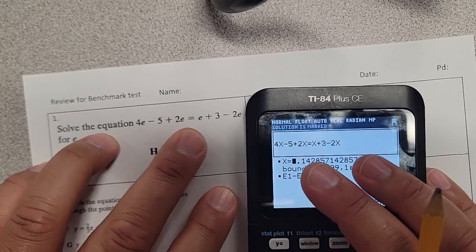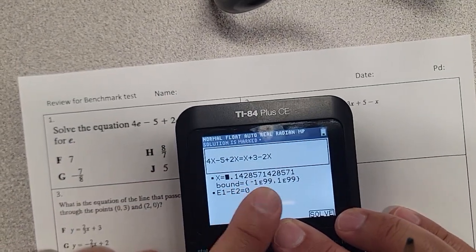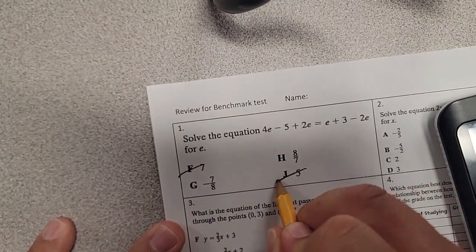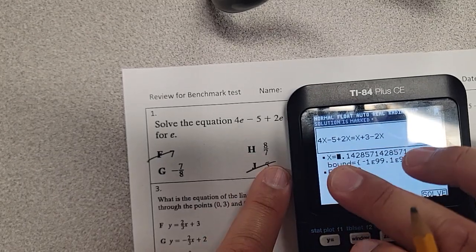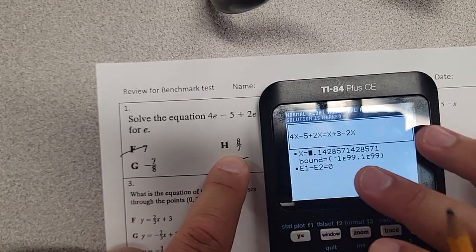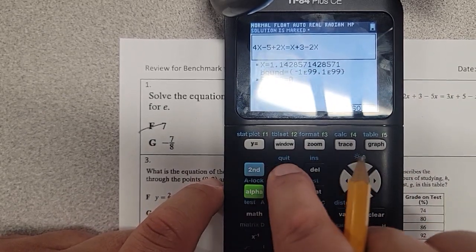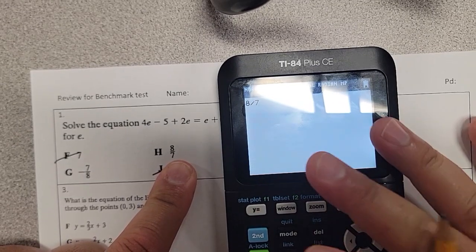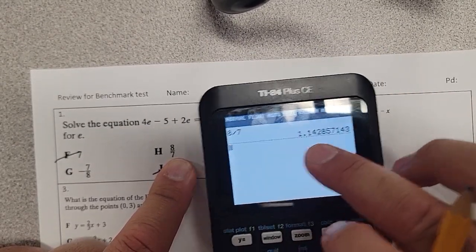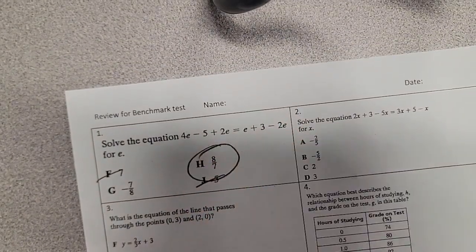4x minus 5 plus 2. Okay, good. So this number, 1.1428, this is one of these numbers. So I know it's not F. I know it's not 5, so it's positive 8 divided by 7, but we can check. All right, watch. So it says quit, push second quit, and if I put 8 divided by 7, you'll see how that's the number, 1.1428. So you can always double check by typing it in.